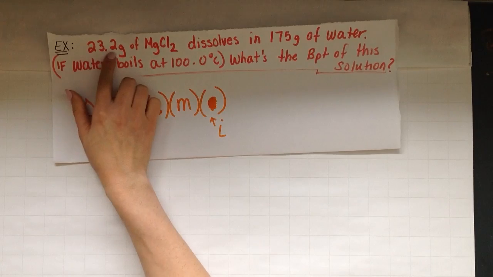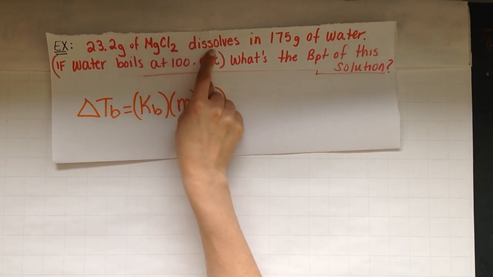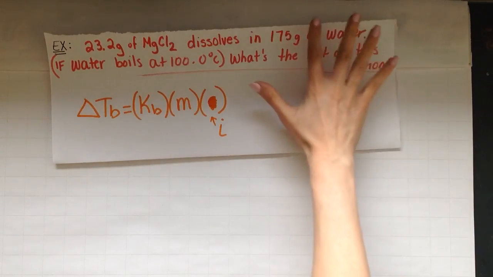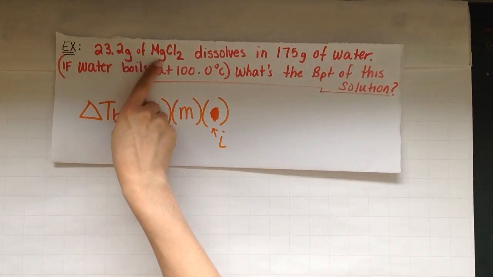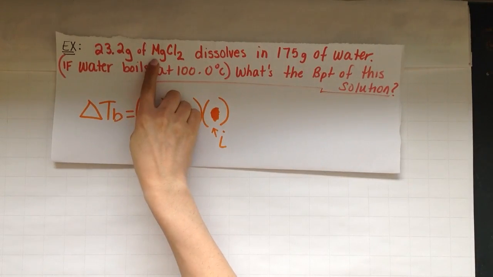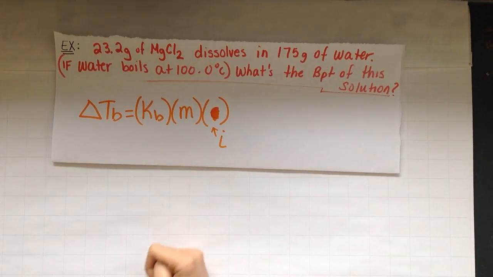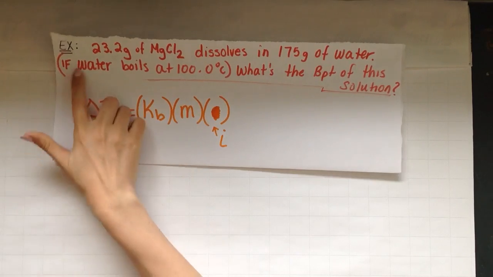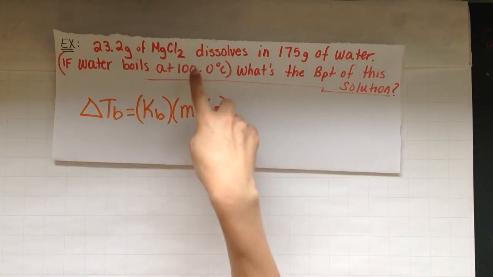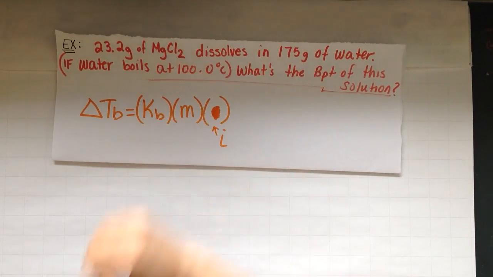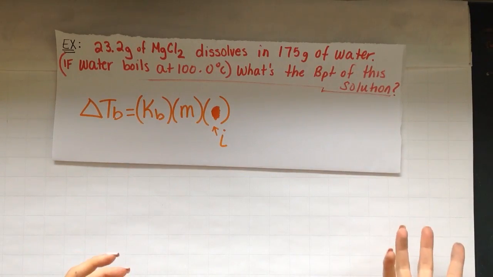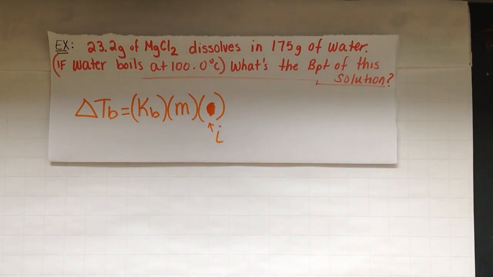I have 23.2 grams of MgCl2 and it dissolves in 175 grams of water. Now, right away, I know that solute is going to elevate. Any solute will elevate the boiling point, raise it, right? Water normally boils at 100, but guess what? Now with this MgCl2, it's going to boil at a higher boiling point. Remember, not a ton higher, but higher than 100. So what's this new boiling point?